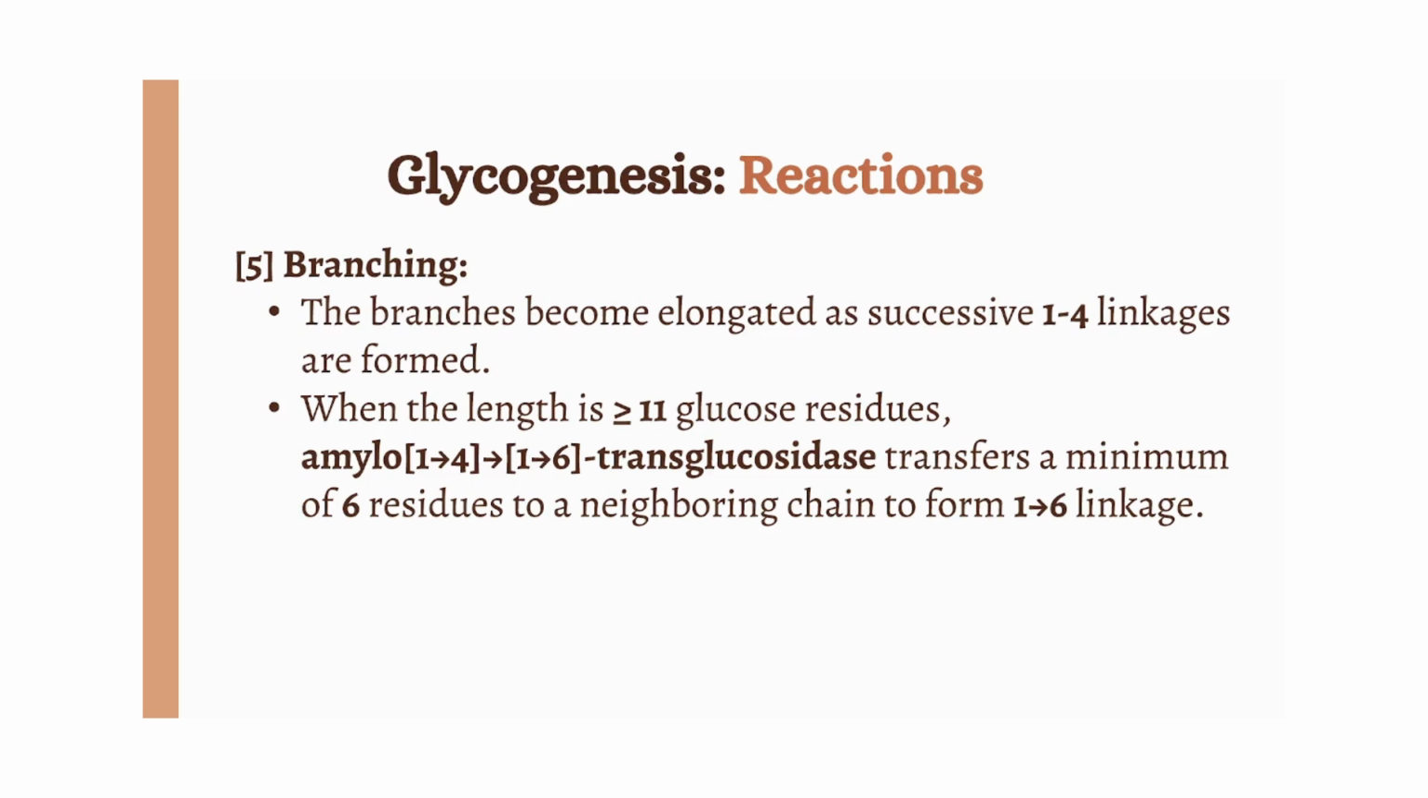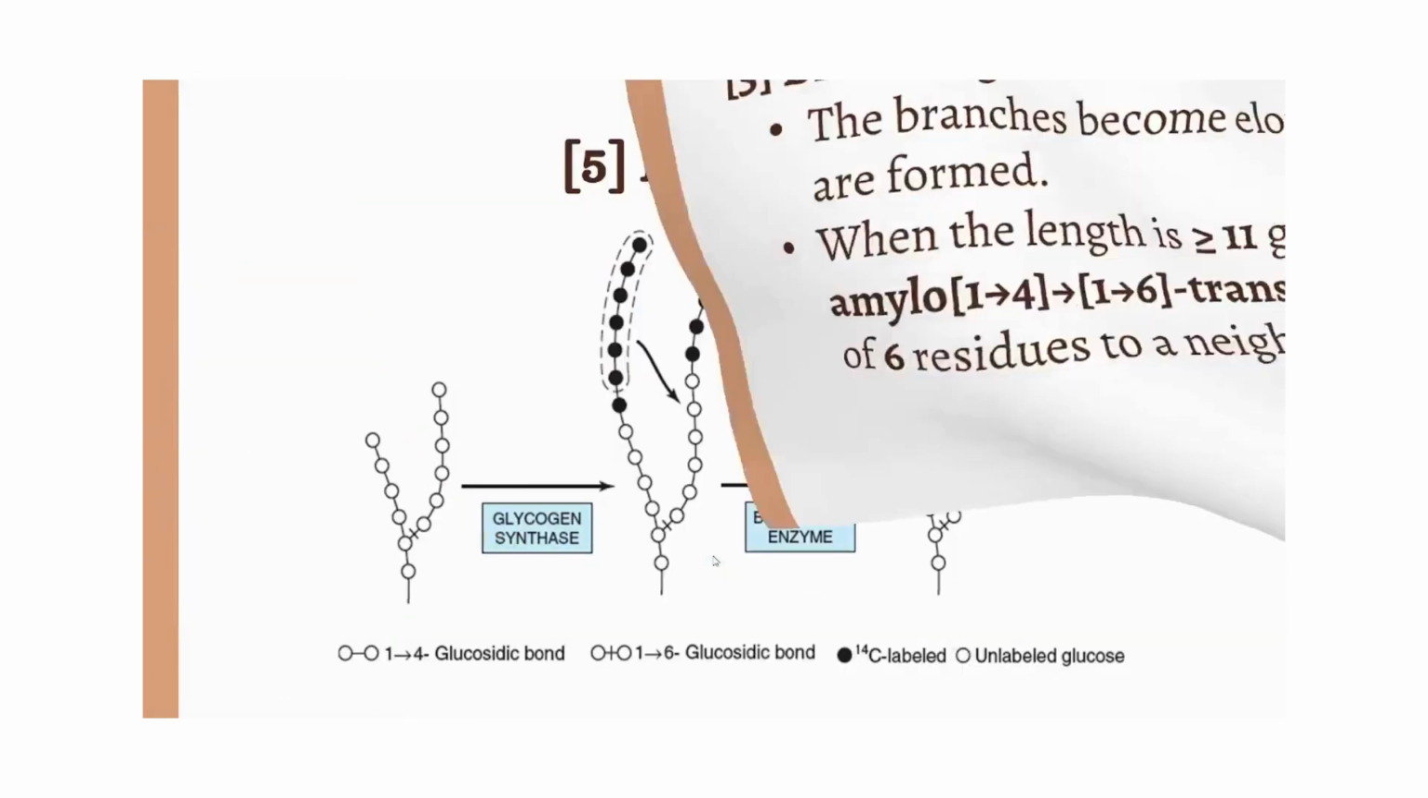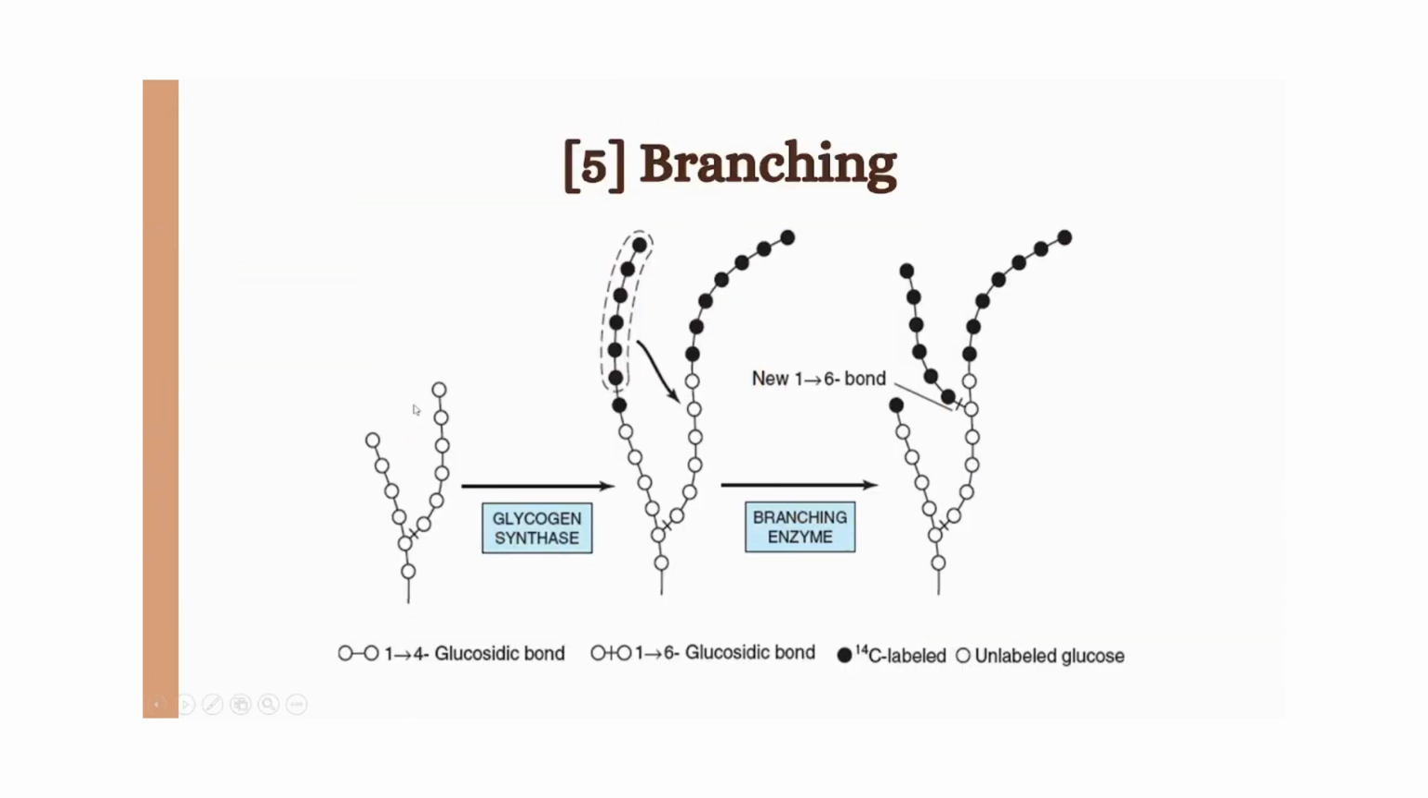There is a condition also here for a branching enzyme to act. The length of the branch must be at least 11 glucose molecules in length for it to be able to cut 6 residues and transfer them to a next branch. So this is part of the glycogen molecule.